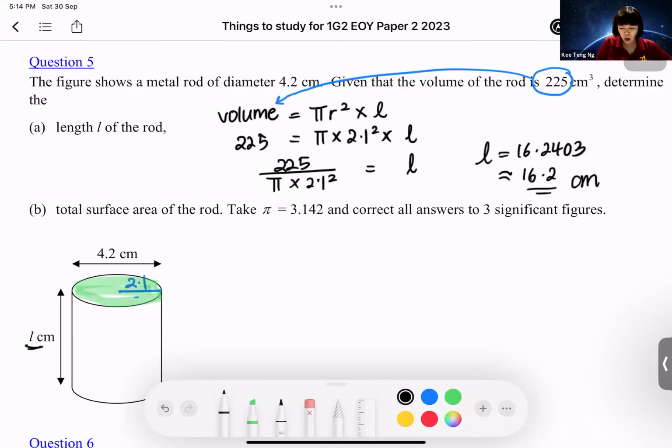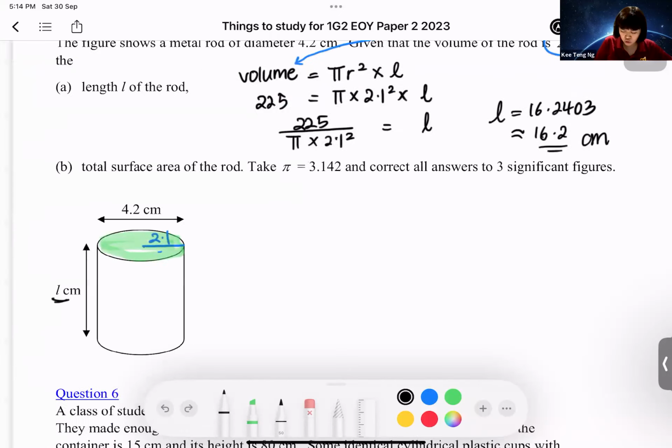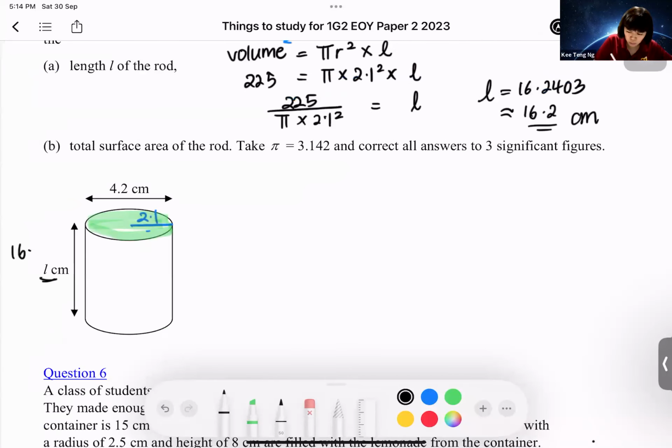Okay, now let me update my information into my diagram. So this is 16.2403. Notice I used the more accurate 5 sig fig answer for my calculation. So 5 sig figs for calculation. Now find the total surface area of the rod. Take pi to be 3.142. To find the total surface area, I need to know that my total surface area has a top and a bottom, and both of them are circles, right? So firstly, let me find the area of the circle.